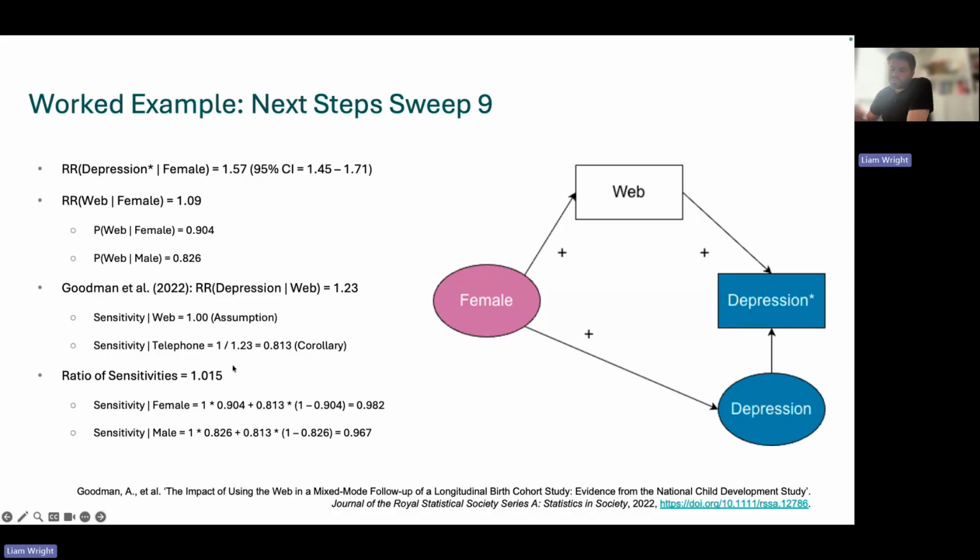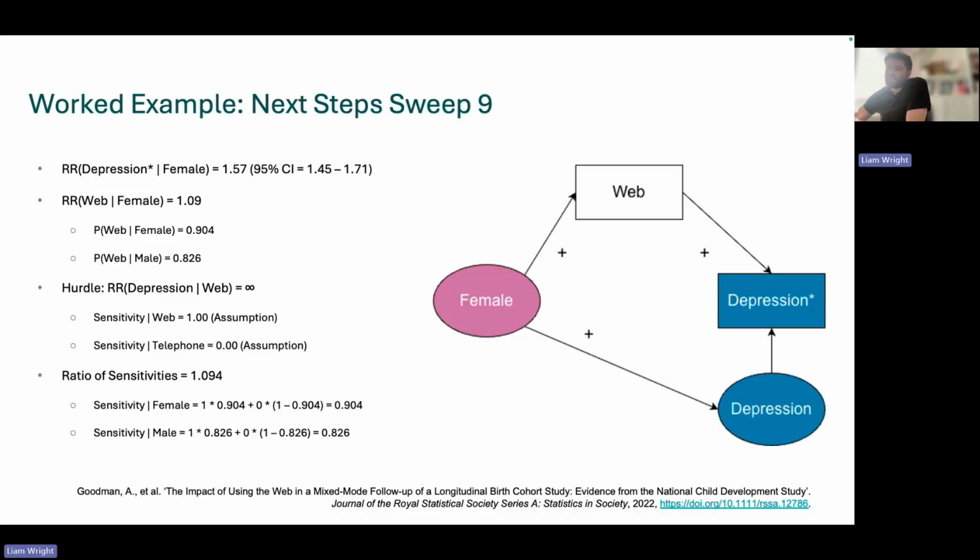So plugging that into some of the equations that I showed you before, what you get is a ratio of sensitivities of something like 1.01. This is far less than the observed risk ratio between depression as measured and female. And so the mode effect is not sufficient to explain the result, and in fact, it explains very little bias, if anything.